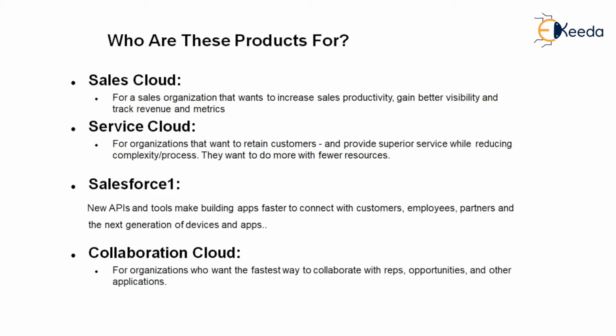Then there is a new product of Salesforce called Salesforce One. It has new APIs and tools that make building apps faster, to connect with customers, employees, partners, and the next generation of devices and apps. And as we explained, Chatter is one of the collaboration clouds. This product is for those organizations who want the latest way to collaborate with reports, opportunities, and other applications. So these are the several products of salesforce.com.